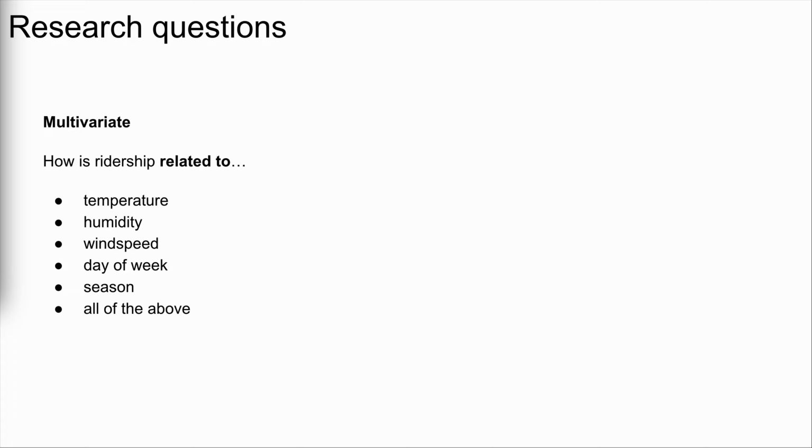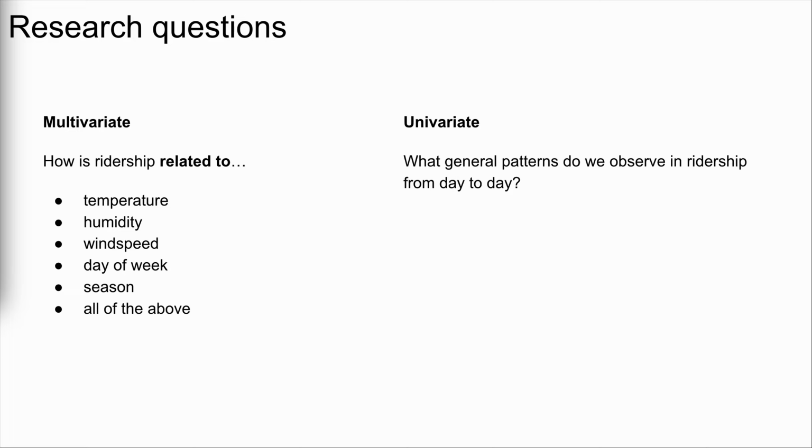Our analysis of any dataset will be guided by research questions. What we're working toward are multivariate research questions regarding the relationships among two or more variables. For example, how is ridership related to temperature, humidity, wind speed, day of the week, season, or even all of the above? Though those types of questions are our destination, it's also good to start with simpler and more direct univariate questions, that is, questions about one variable at a time. For example, ignoring weather and time of year, what general patterns do we observe in just ridership from day to day?